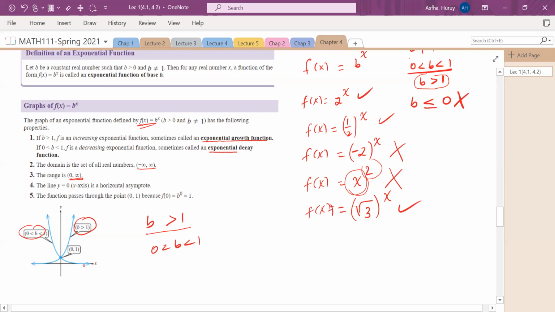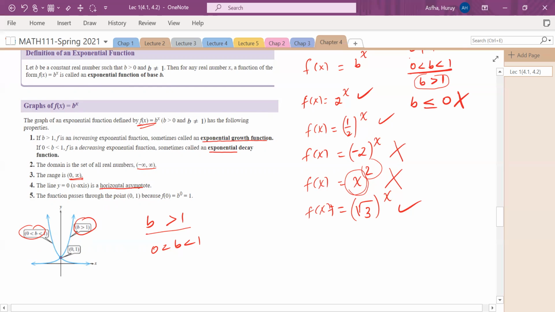And the x-axis is called the horizontal asymptote because the graphs in both directions never touch it. Maybe here it looks like they touch it, but in reality, they don't. They get closer and closer and closer, this one on the right side and this one on the left side, but they never touch it. That's why we call it a horizontal asymptote.